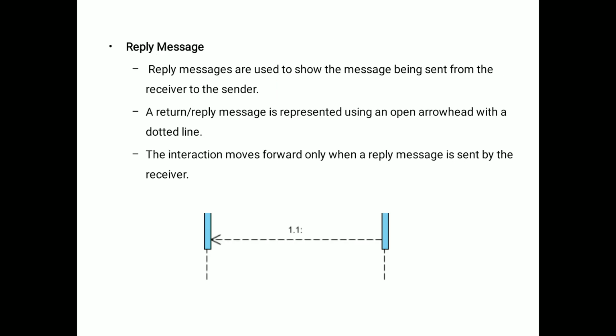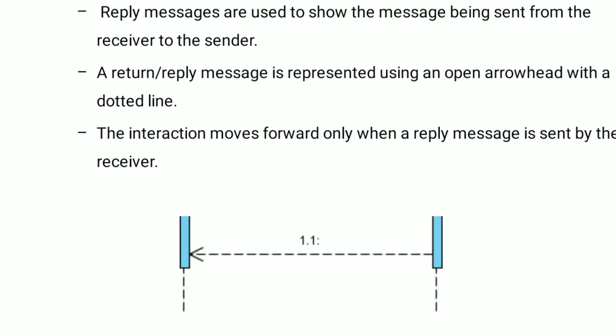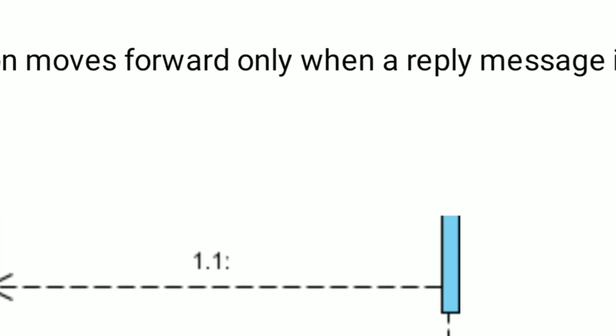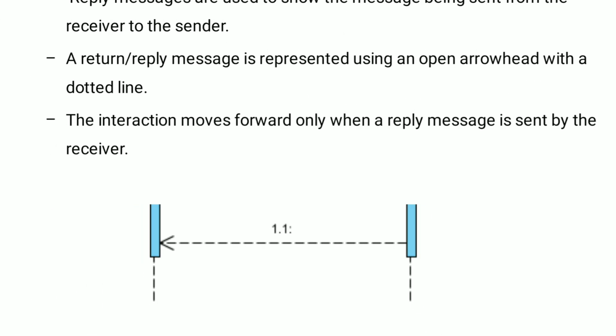Next is your reply message. Reply messages are used to show the message being sent from the receiver to the user. A return or reply message is represented using an open arrowhead with a dotted line. Interaction moves forward only when a reply message is sent by the receiver. See, here is the sender and here is your receiver. So your reply message is sent through a dotted line.